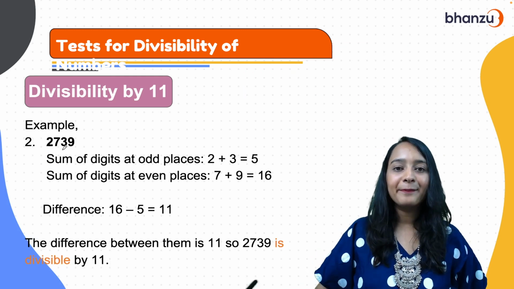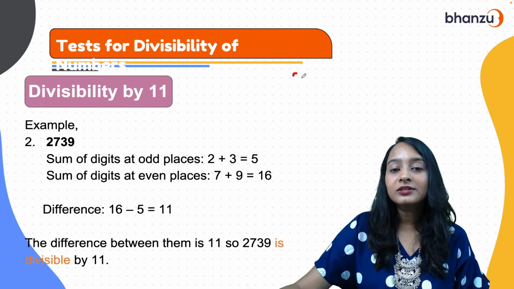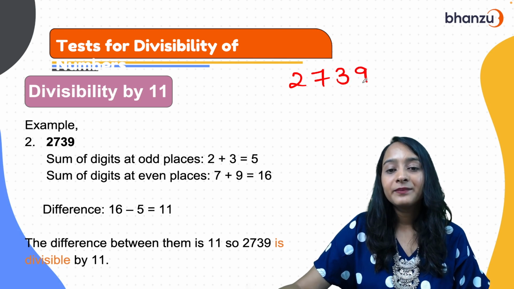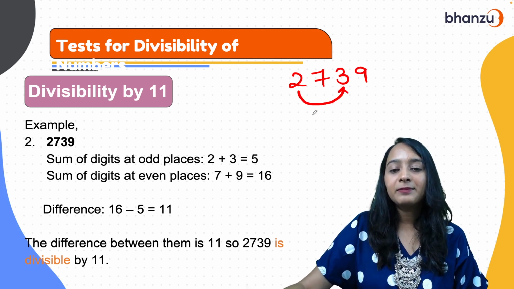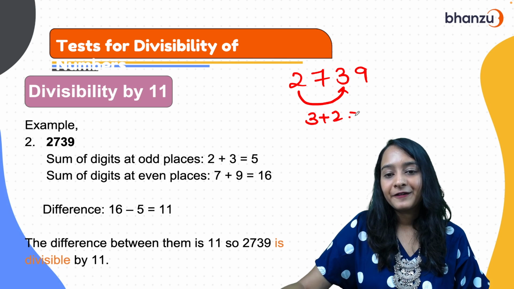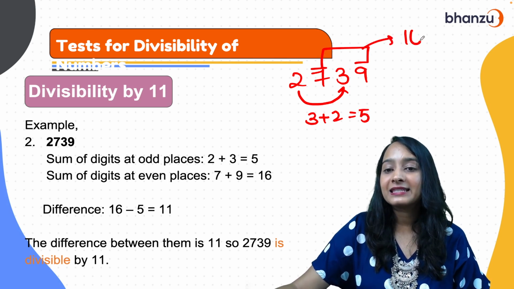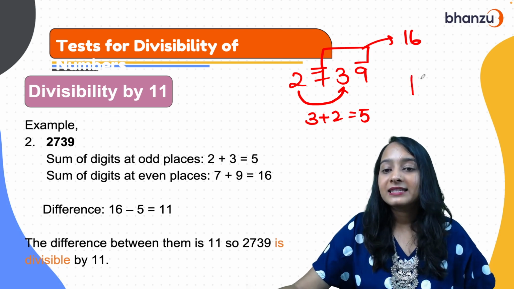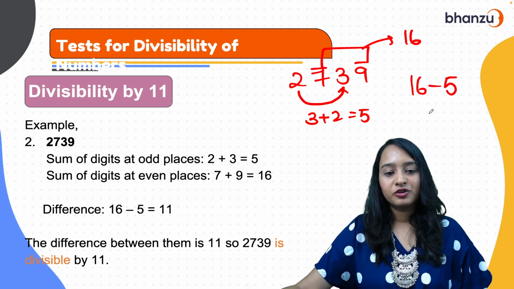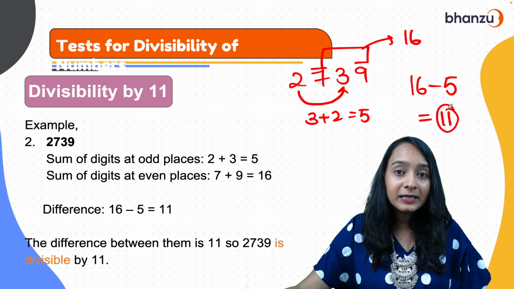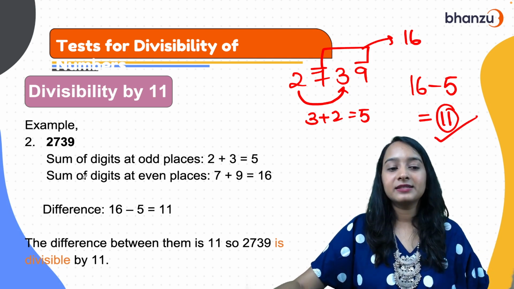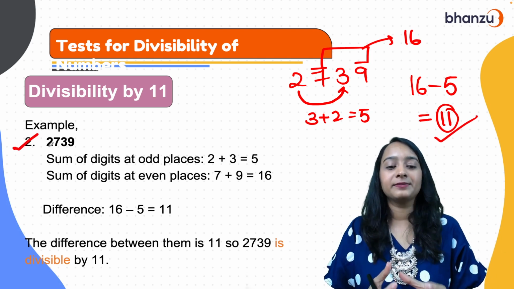Let's take another example. 2739. So alternate digits. 3 plus 2, 5. These two numbers. 7 plus 9, 16. Now you subtract 16 minus 5. So you're getting 11. 11 is a multiple of 11. So it is divisible. So the entire number is divisible by 11.